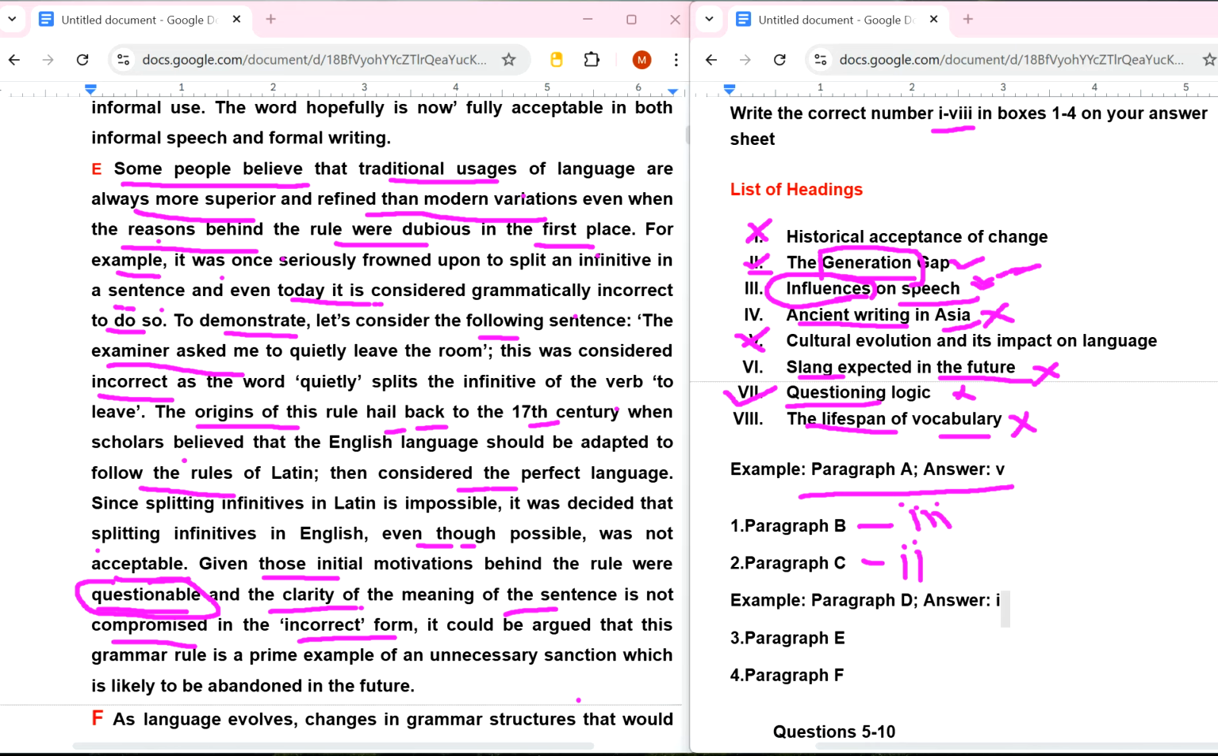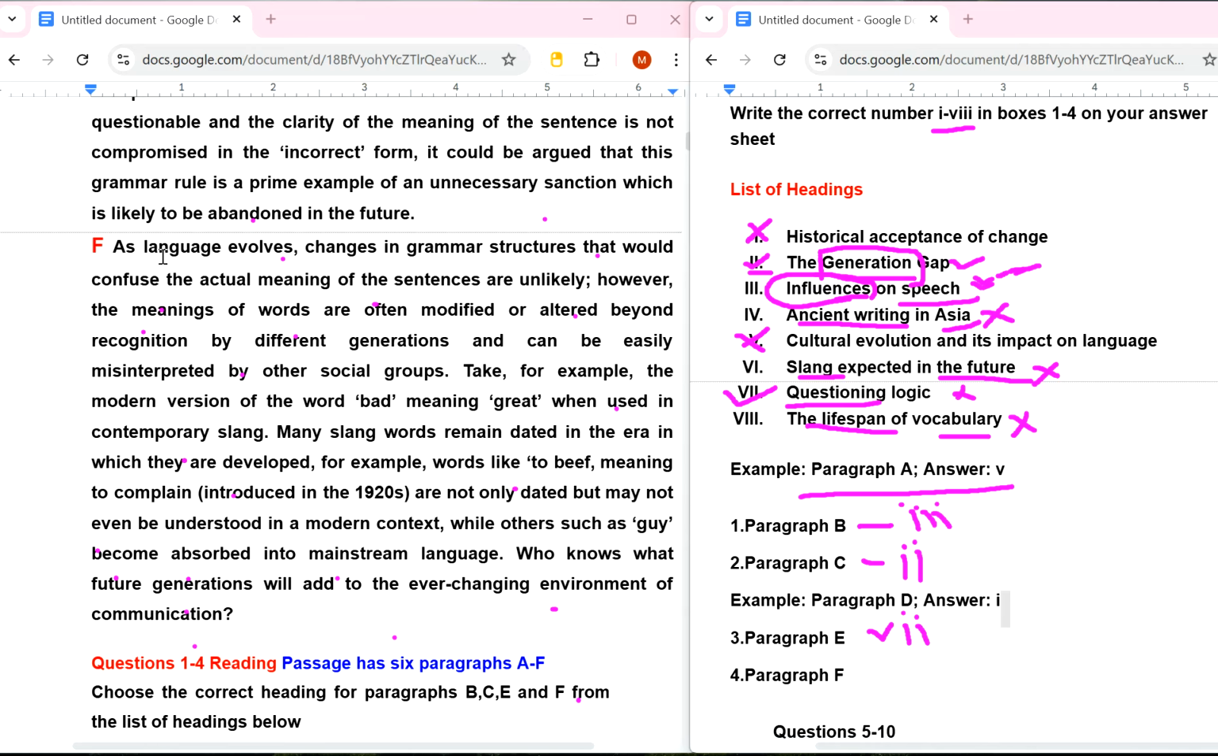So what they are explaining, some people believe that traditional usages of language are always more superior, so that's why they are explaining some reasoning and all. So for E paragraph we have selected this questioning logic. Okay, so here 7th number we can write it here. Okay, paragraph F.